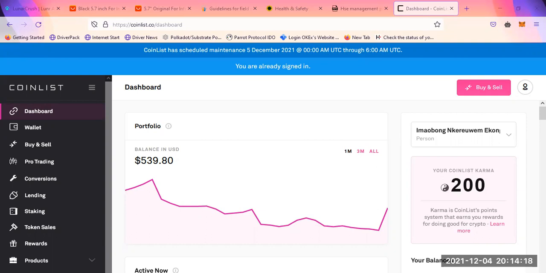Okay, this is Coinlist. This platform is used for pre-sale purposes. Then you might want to ask, what is pre-sale first of all?